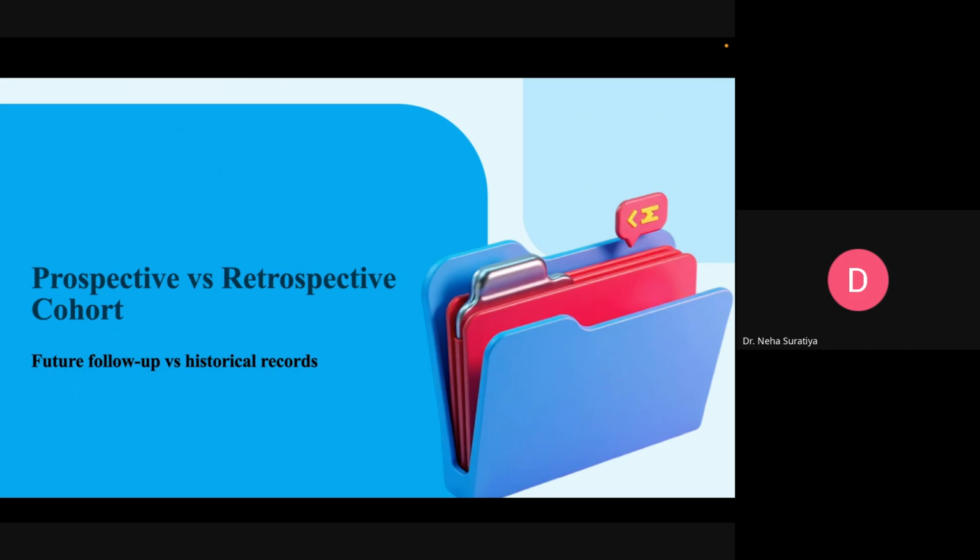Another thing about this observational study: in the cohort only, there is a subtype of prospective and retrospective. What do you mean by it? Cohort studies can be conducted in two major ways. Either it can be prospective, or it can be retrospective. Understand this difference. That is very important in clinical research, guys. What do you mean by the word prospective? Prospective cohort study means the study begins today and it moves into the future.